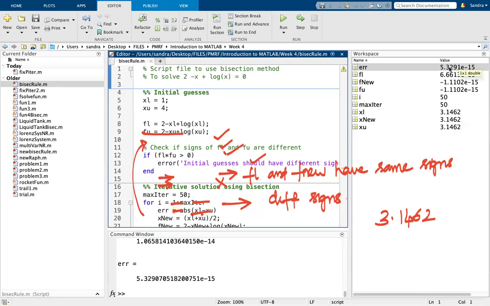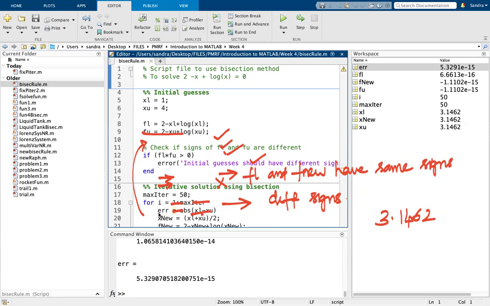If you see the error, it is the difference between your upper limit and the lower limit. That is very, very small, of the order of e raised to minus 50. So that's how you get to the solution using the bisection rule. First, you choose the bracket, you keep on shortening the bracket, and finally it will collapse into a single value. So here we have got 3.1463.